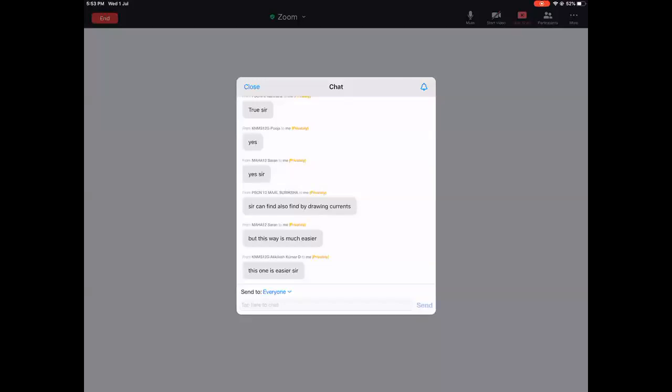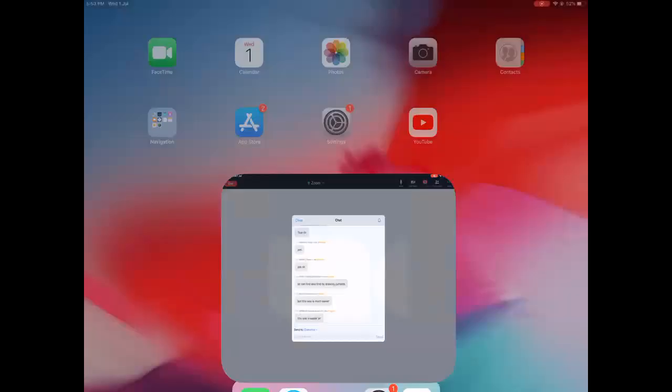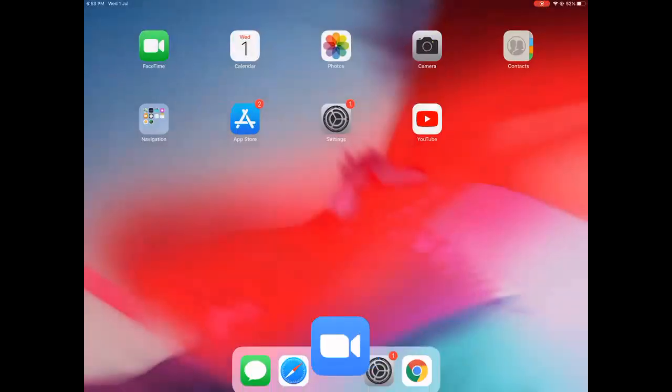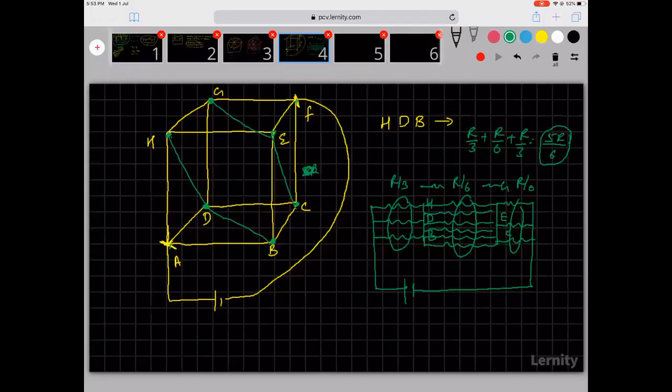No, this one is not, but this way is much easier. Yeah, true. See, the whole idea is to use the theory that we learn. That is the important thing. Yes, we can also find by drawing currents. I just wanted to show you that there are other methods also. If you understand that these 3 points are at the same potential, these 3 points are at the same potential, I can redraw the circuit. Once you redraw the circuit, things become much simpler.